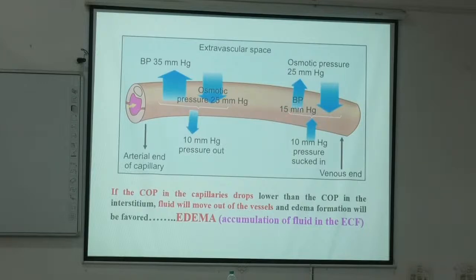And at the venular end, there is a negative pressure which helps in sucking back the fluid which has come out from the circulation, and it is taken back into the system because albumin is present. Now, if by chance the albumin level is low, then this colloidal osmotic pressure of 25 will drop down. Suppose instead of 25 it is 15, now the gap here is 20, so more fluid will come out.